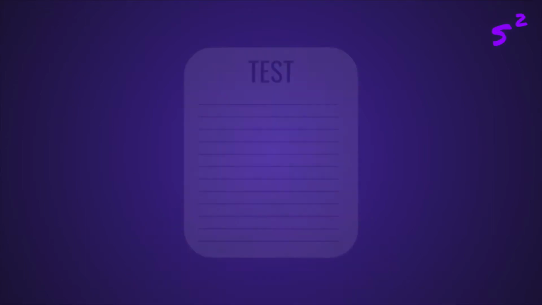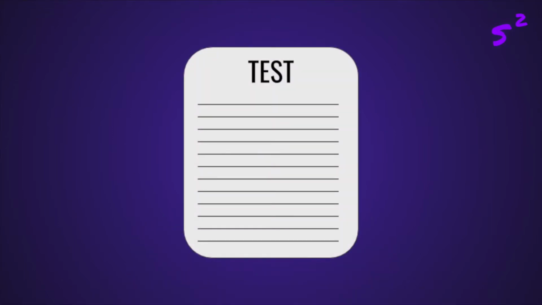Percents are not only used on tests, but also in sports, shopping, and finances. In order to find a percent, we're going to have to create a fraction. Let's look at an example to find the percent score on a test. Let's imagine you answered 7 questions correctly out of 10. We could represent this with the fraction 7 over 10. Notice that the numerator is the questions correct and the denominator is the total questions.